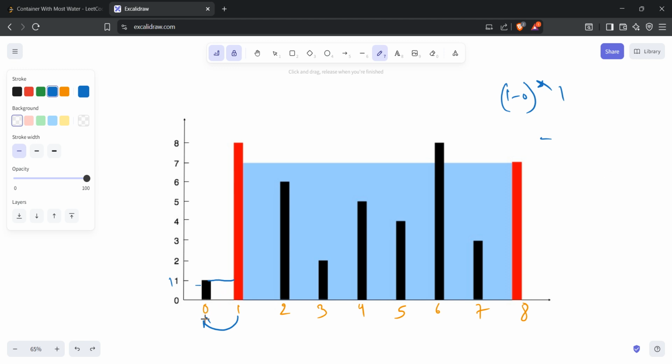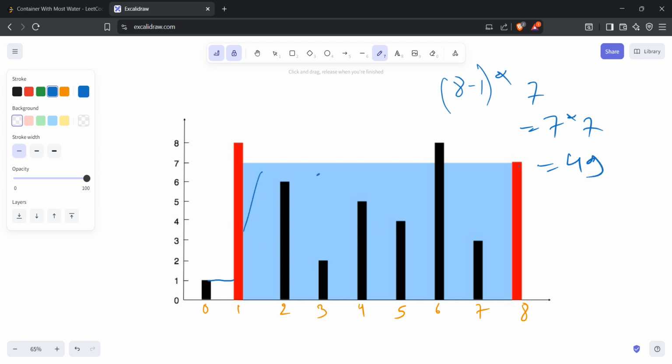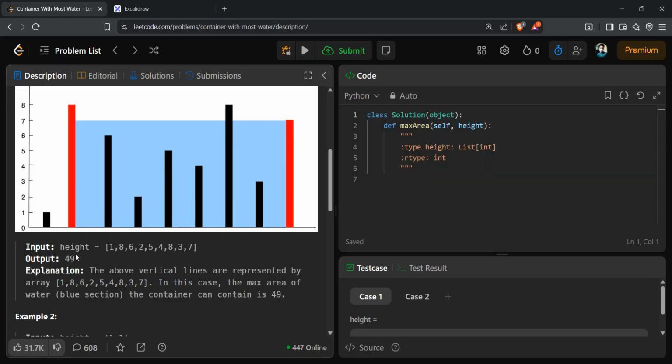Now how to check how much water is stored in this position? We can again find the length. The length should be 8 minus 1, that is 7, into the minimum of the two lines. This line has the height of 8 and this line has the height of 7, so the minimum is 7. 8 minus 1 is 7, into 7 equals 49. Here 49 units is the amount of water stored. Therefore for this input the output was 49.